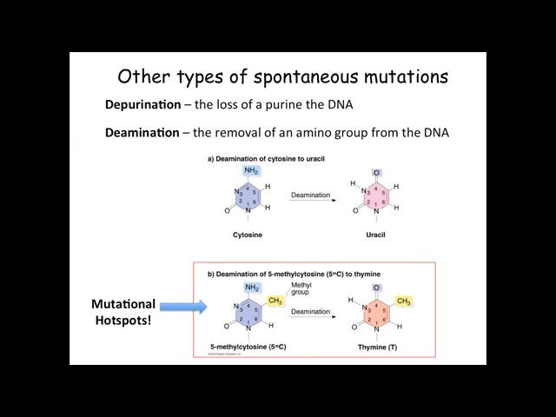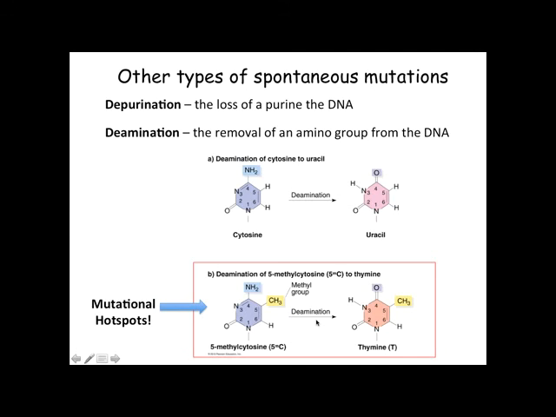These 5-methylcytosines are oftentimes referred to as mutational hotspots. So deamination of 5-methylcytosine occurs much more readily than deamination of a normal cytosine. So this is a much more common event, and there are ways to measure how often mutations are occurring in the genome based upon looking at the conversion of 5-methylcytosine to thymine. So you can measure these mutation events, and there are certain parts of the genome where these mutation events occur much more often.